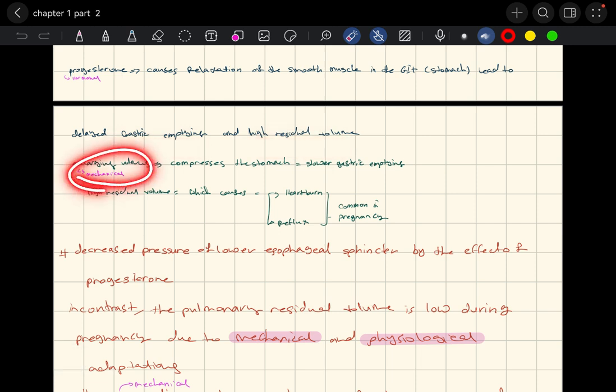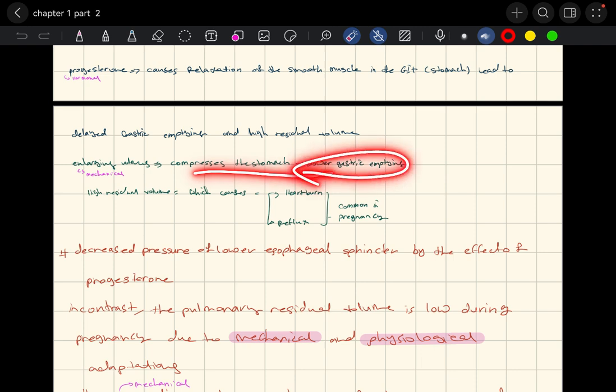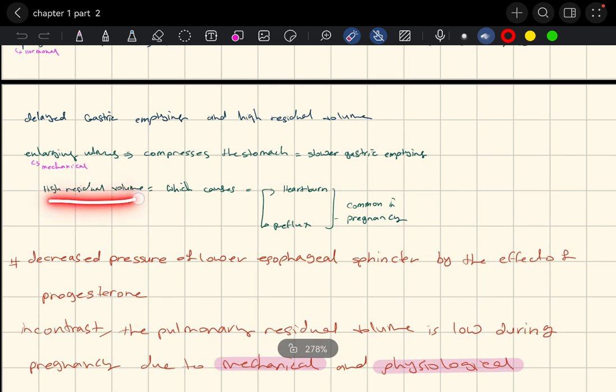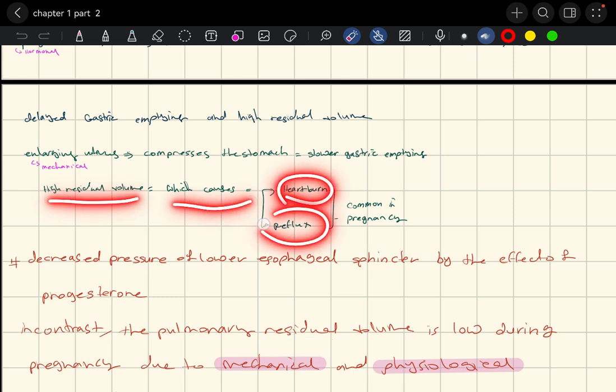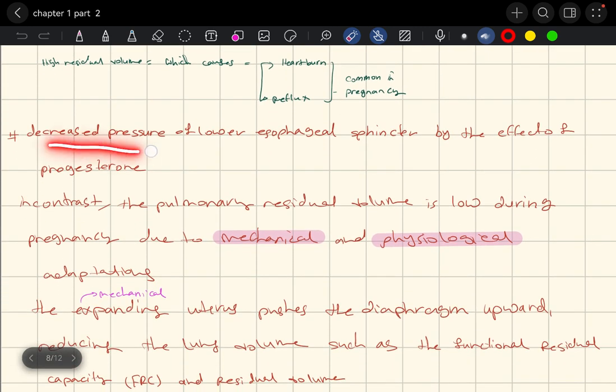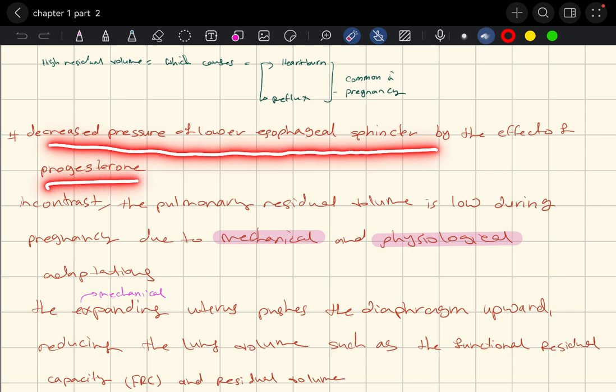On the other hand, we have the mechanical factor, which is the enlarging uterus, which compresses the stomach and slows gastric emptying. And we have the high residual volume, which causes heartburn and reflux, both common in pregnancy. And here we have the decreased pressure of the lower esophageal sphincter due to the effect of progesterone.